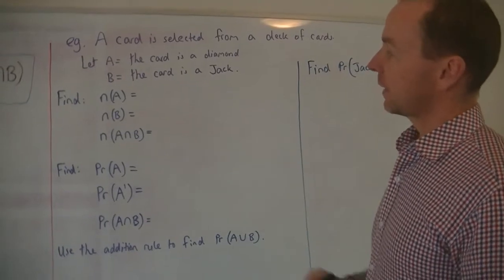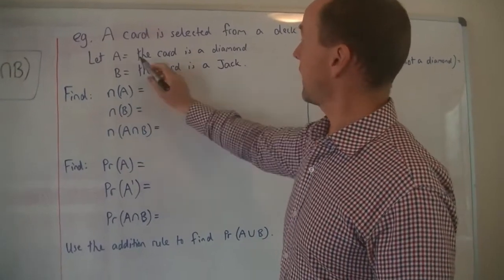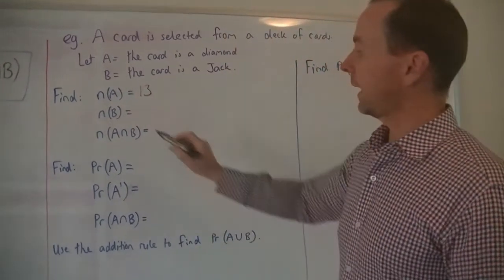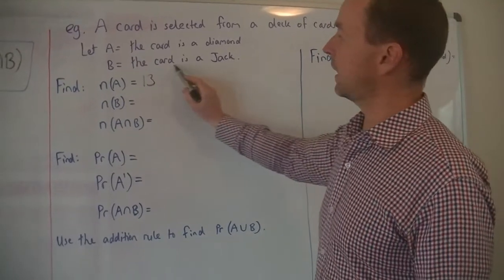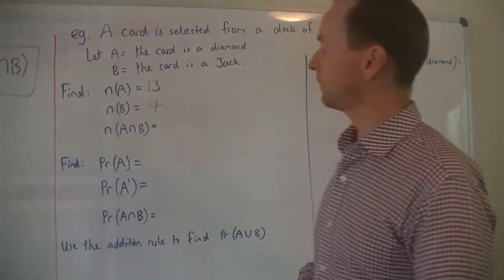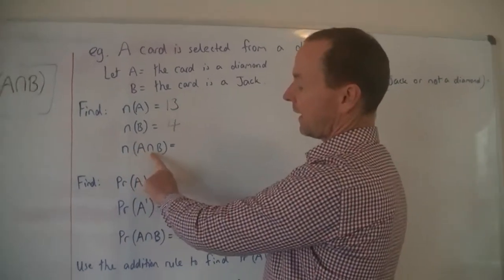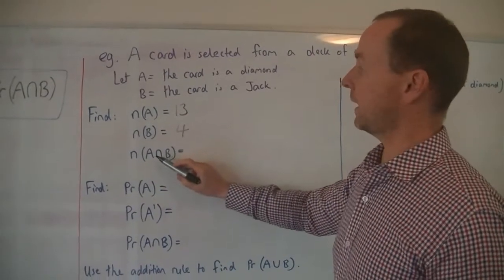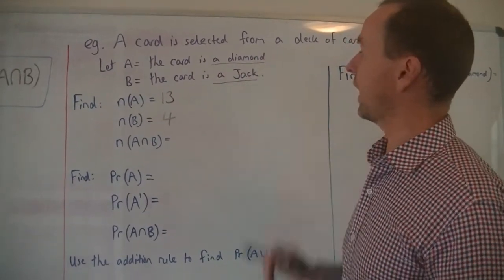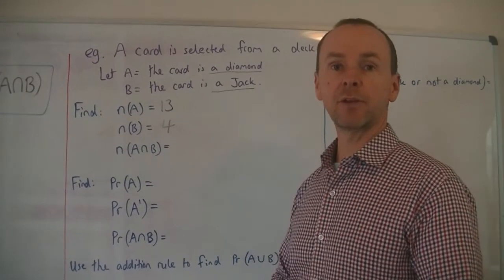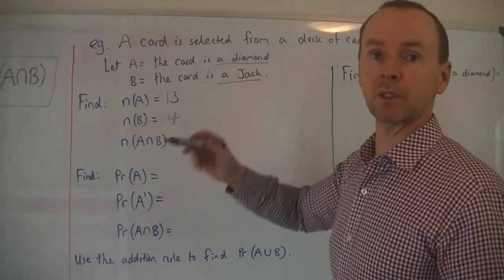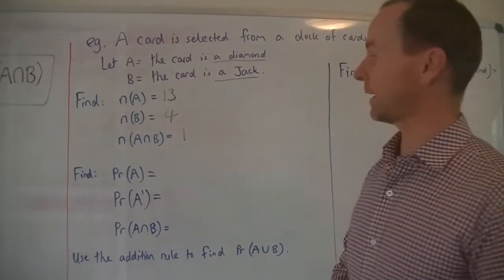Find n(A), the number in set A. How many diamonds are there? There are 13 diamonds in a deck of cards. n(B), how many are jacks in a whole deck of cards? There are 4. Excellent. Now the last one here, the number in A intersecting B. We're trying to find how many cards satisfy both, that are diamonds and a jack. How many jacks are there in a deck that are actually diamonds as well? There should be 1. There are 4 jacks, 1 diamond, 1 heart, 1 club, 1 spade. So the answer to that is 1.